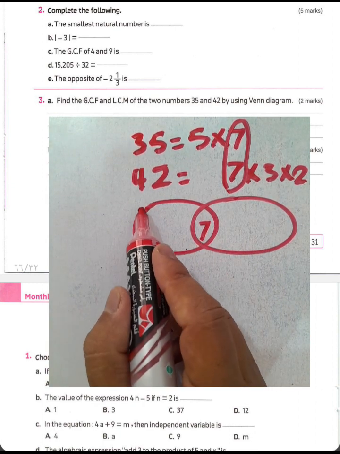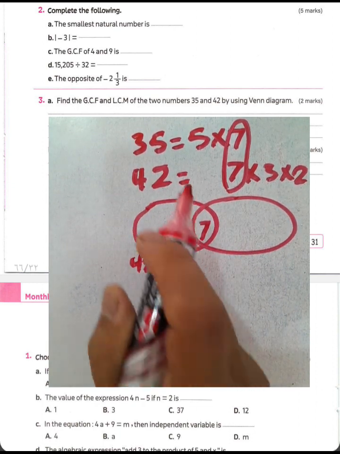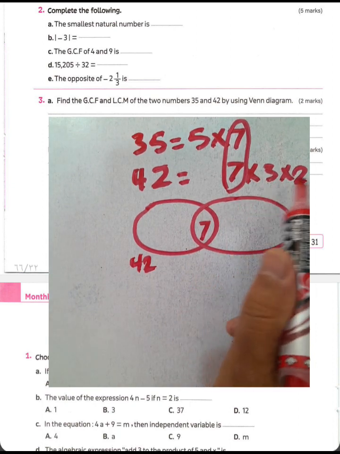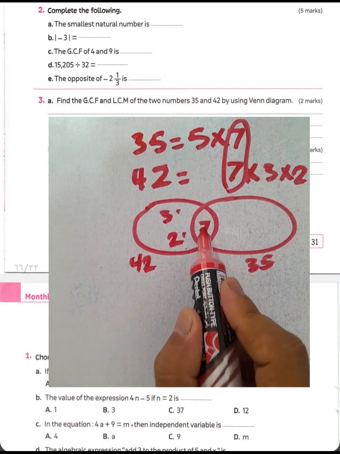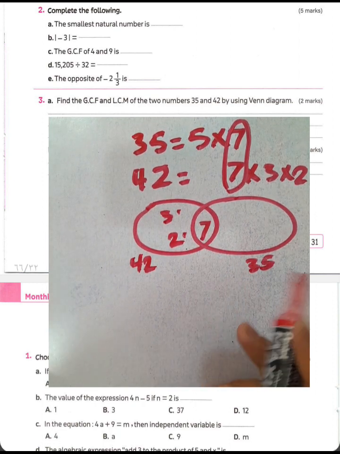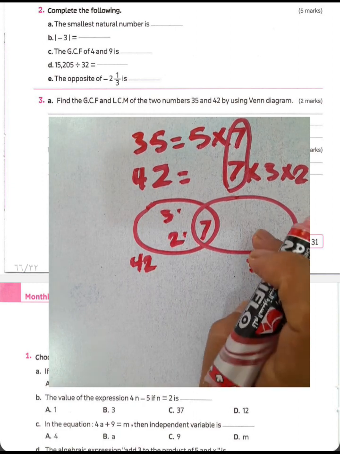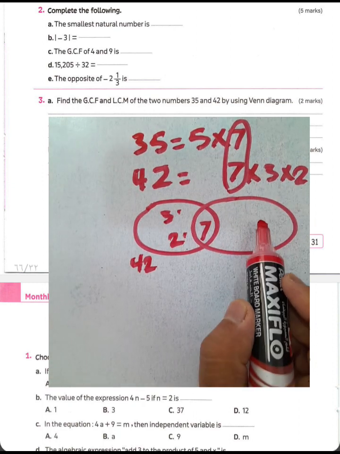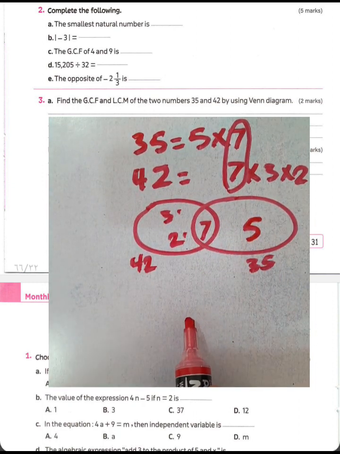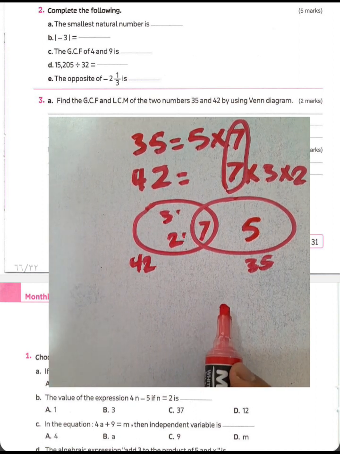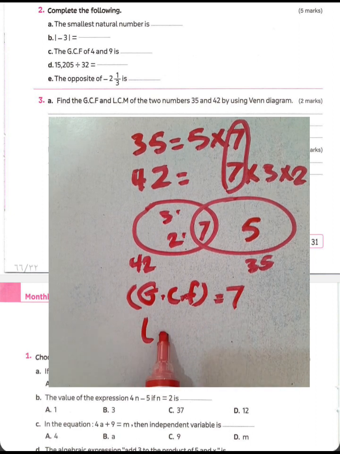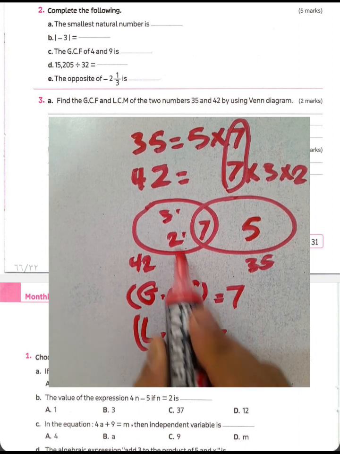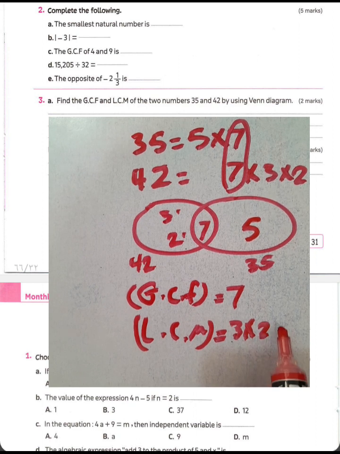Then, in the other circle, write the prime factors of 42 here. It will be 7 times 3 times 2. Write 3 and 2. And the common between them will be 7. The highest common factor between the two numbers here will be 7. And in this part, you can write 5, because 5 times 7 equals 35. Then the greatest common factor between the two numbers will be 7, and the least common multiple will be 3 times 2 times 7 times 5.